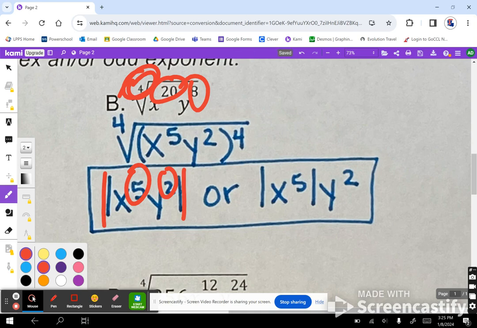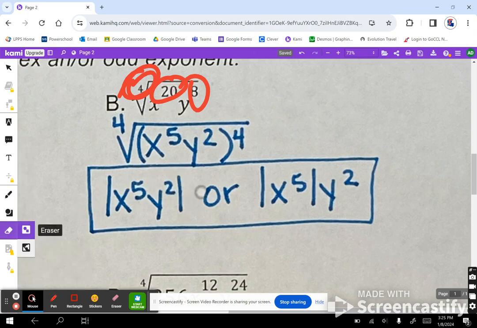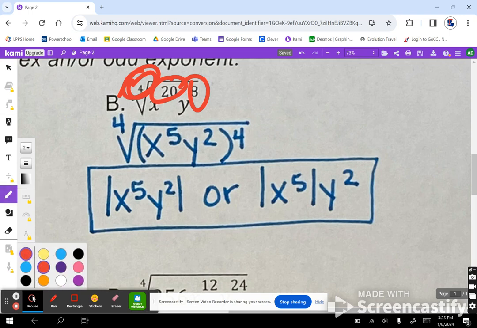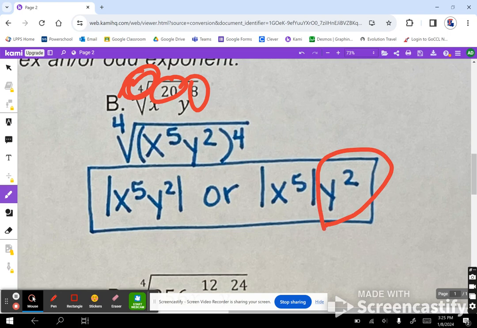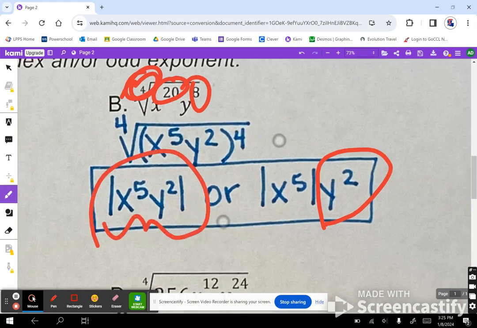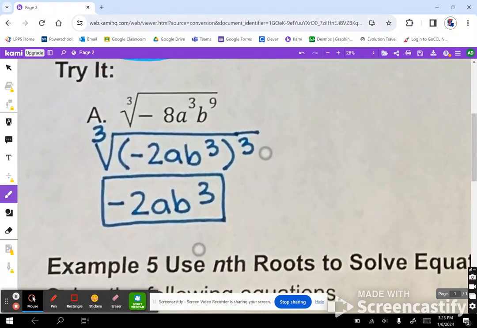Then you may also see this written as, let me erase this, where the y squared is written outside of the absolute value bar, because no matter what your answer is, positive or negative, your answer is going to be positive. So you can see that written either way, with the absolute value bar over both or over just your odd exponents. I believe for this book, 9 times out of 10, you're going to see it written like this. All right?